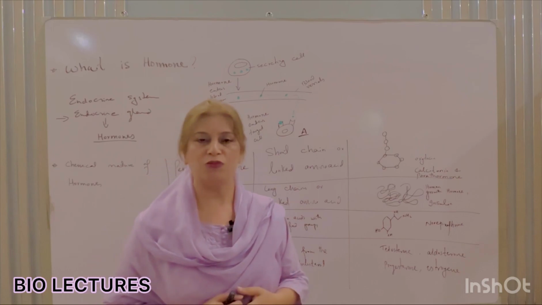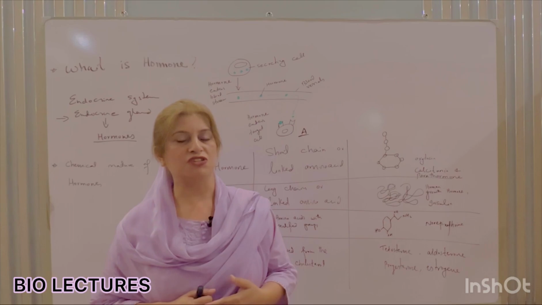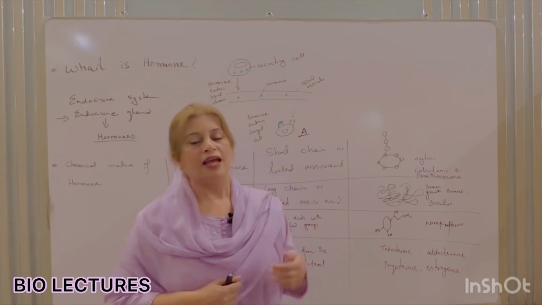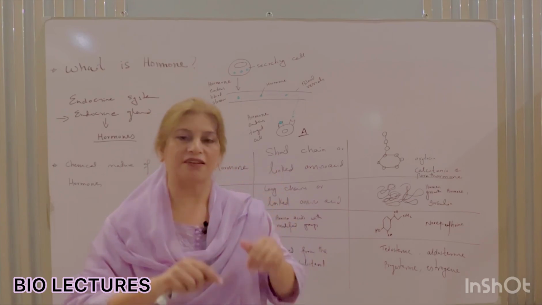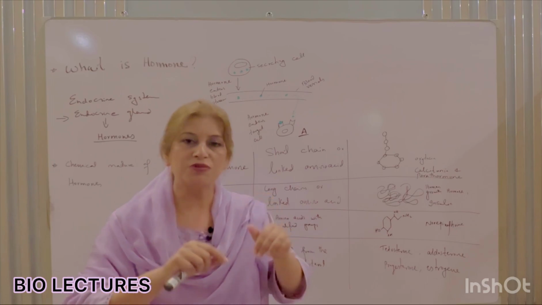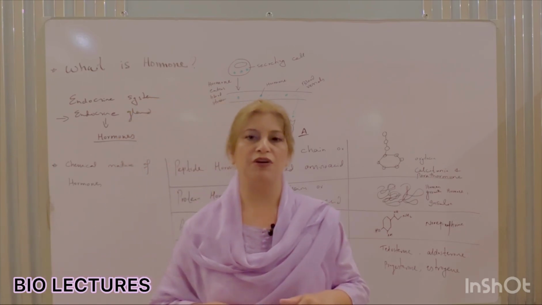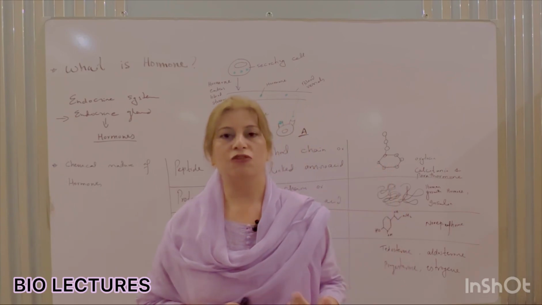Understand? So what is a hormone? A hormone is an organic substance which acts as a chemical messenger, which is secreted by the gland, enters into the bloodstream, and from the blood it goes and enters into its target cell. There it performs its function. And what are the functions of hormones? Inshallah, we will discuss it in great detail in our next few lectures.